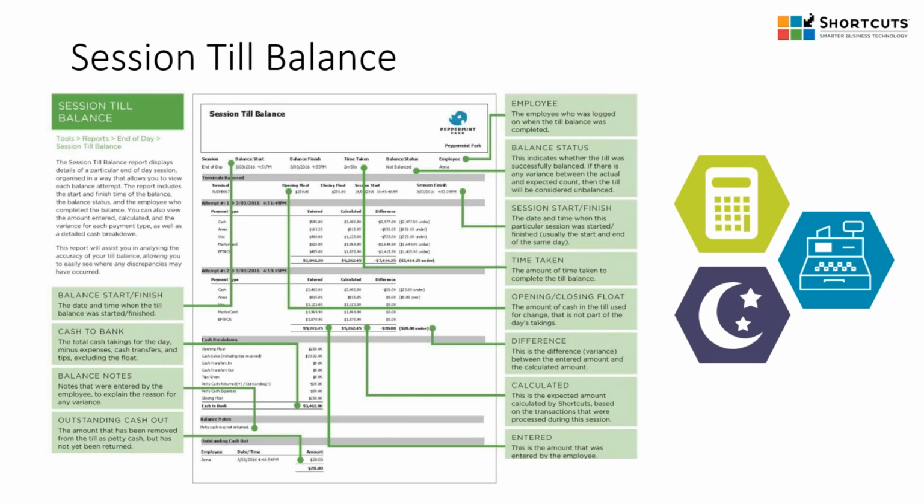Okay, so the session till balance, of course, also an end-of-day report, gives us, again, some really valuable information. So first off, that time taken that I was talking about, it actually tells us how long it took that employee to start the day, or excuse me, to end the day. So here, you can see the balance start time, the balance finish time, whether or not the drawer actually balanced and the employee that was responsible. It gives us the opening float amount, the closing float amount, and then obviously, this report shows us each and every attempt the employee took to try to balance the drawer. Okay, so attempt 1, attempt 2.